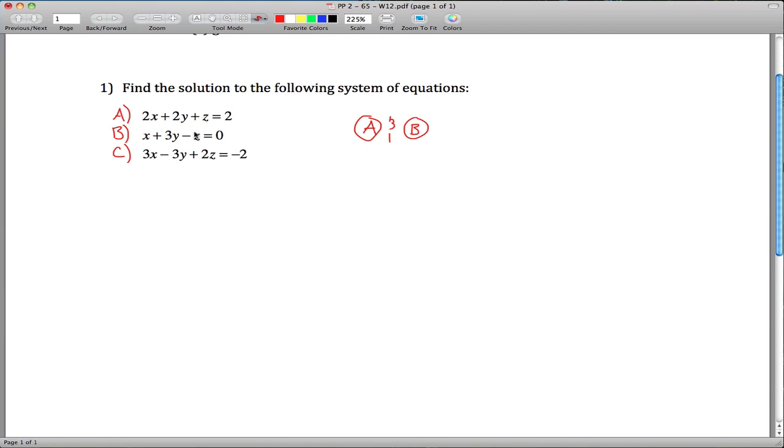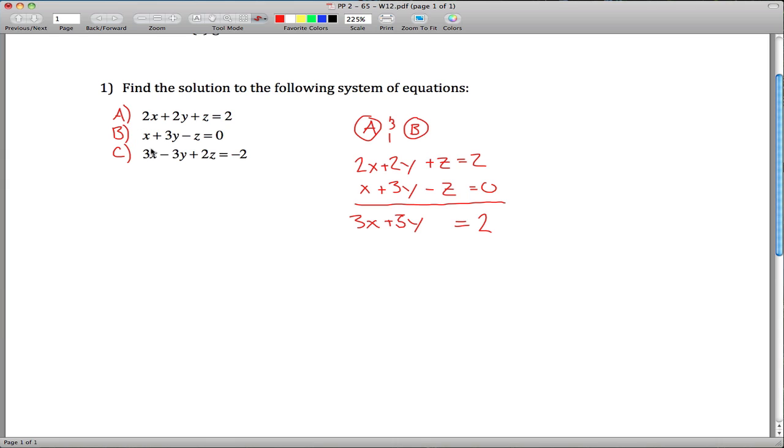That kind of lines up naturally, right? Positive z, negative z. So I got 2x plus 2y plus z is equal to 2. And x plus 3y minus z is equal to 0. And if I add those together, I get 3x plus 5y plus 0 is equal to 2, which is good. This gives me an equation. Maybe I call it, well, I'll just leave it at that.